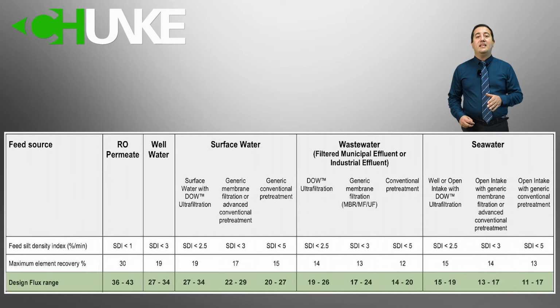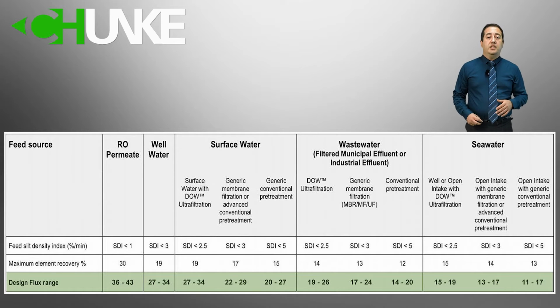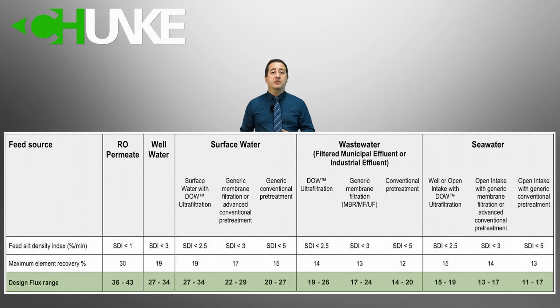As regards to SDI, silt density index, some RO membrane manufacturers suggest flux rates. Now we see how to use it. Say you have well water and your SDI index is less than 3. Your system average flux in liter per square meter hour is 27 to 34. 27 is the minimum flux rate and 34 is the maximum flux rate. And maximum element recovery rate is 19%.